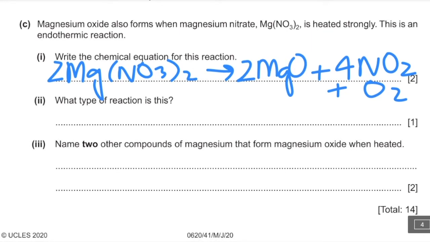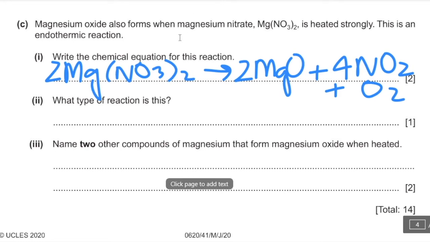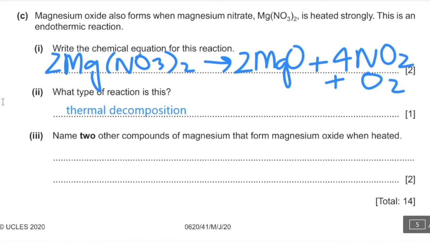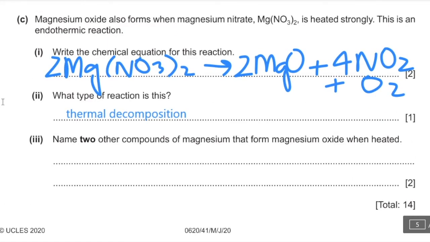What type of reaction is this? Alright, so since we are heating this magnesium nitrate to break it down into multiple other products, this is a decomposition reaction because it's being broken down, and we need heat for this. So I'll add in the word thermal, so it becomes thermal decomposition. 3. Name 2 other compounds of magnesium that form magnesium oxide when heated. Once again, these are supposed to be memorized, which are magnesium hydroxide and magnesium carbonate.